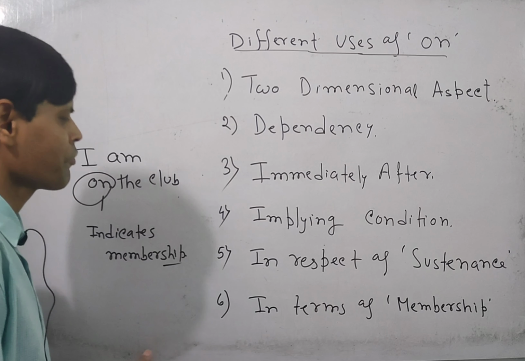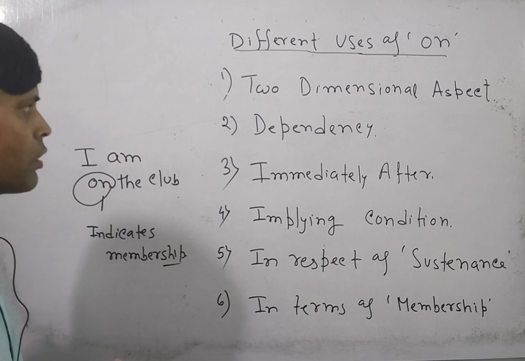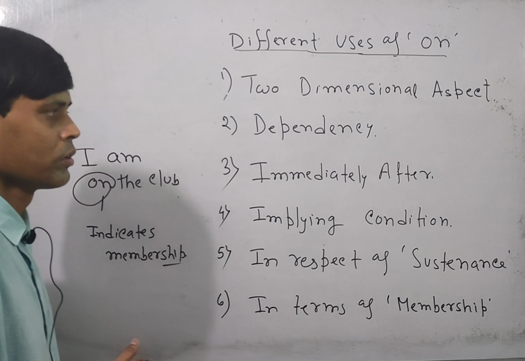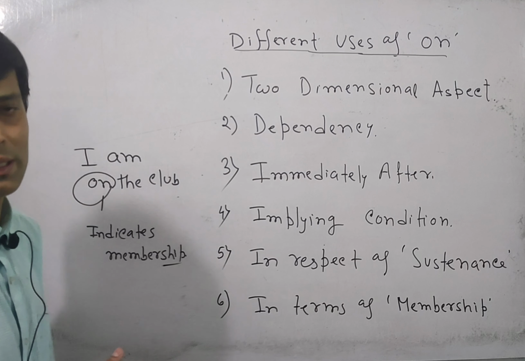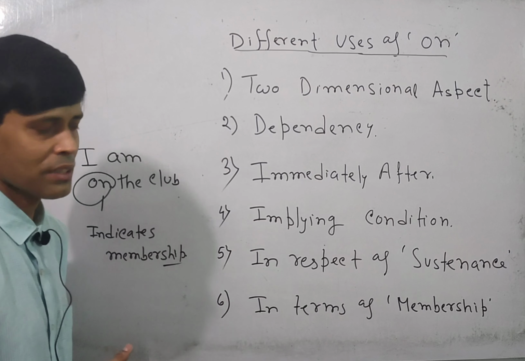So these are the 6 vital uses of the preposition on. So I will discuss more and more with more examples.